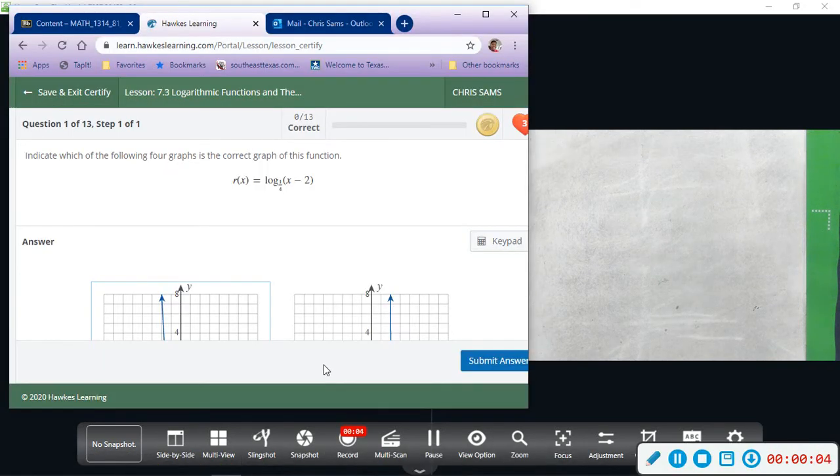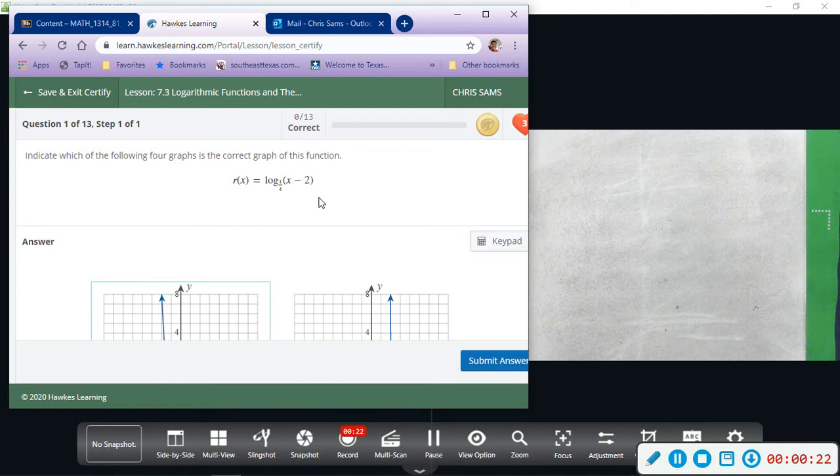Alright, 7.3, we're going over logarithmic functions. And this first problem wants us to indicate which of the following four graphs is correct. Okay, so basically what you need to understand is that logs are the inverse of exponential.